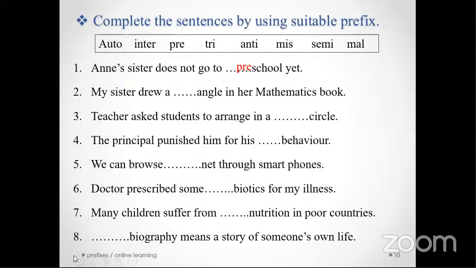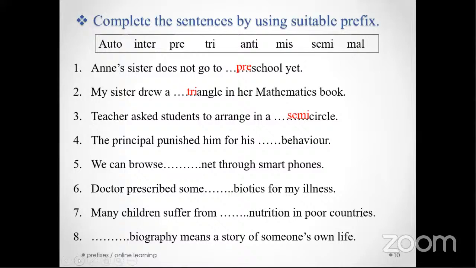Next one, my sister drew a triangle in her mathematics book. මගේ සහෝදරිය ත්‍රිකෝණයක් ඇඳලා එයාගේ maths book එකේ. Third one, teacher asked the students to arrange in a semicircle. teacher කිව්වා ළමයින්ට අඩ කවයක් හැදෙන්න කියලා, right? අඩ කවයකට සකස් වෙන්න කියලා.